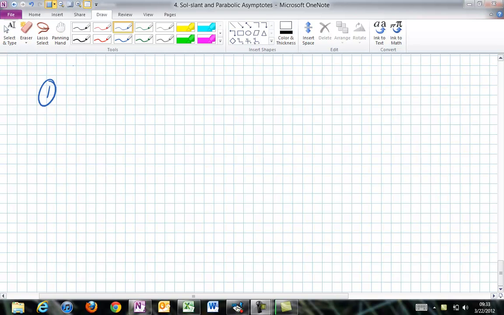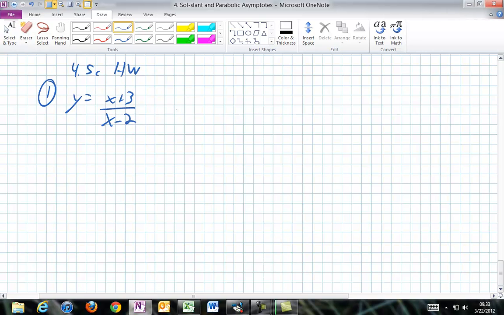This is number 1 on the 4.5C homework. The question's asking to graph y is equal to x plus 3 over x minus 2. And it says to include any points of discontinuity, vertical and horizontal asymptotes, and intercepts on all the legs.